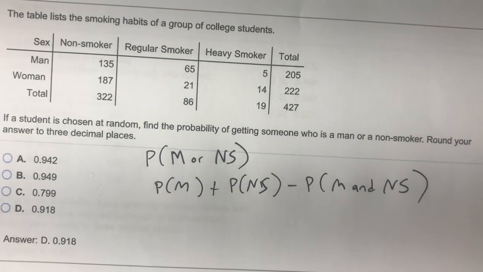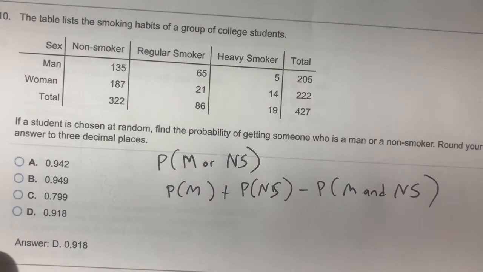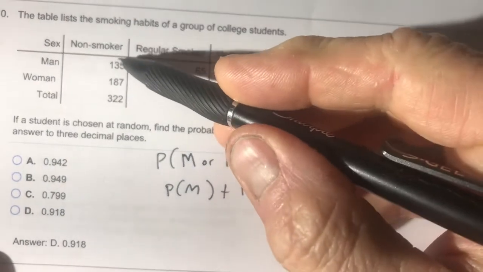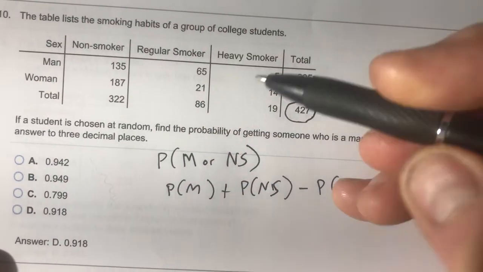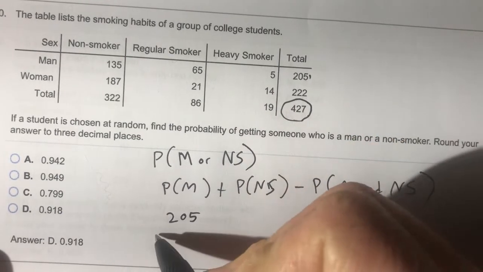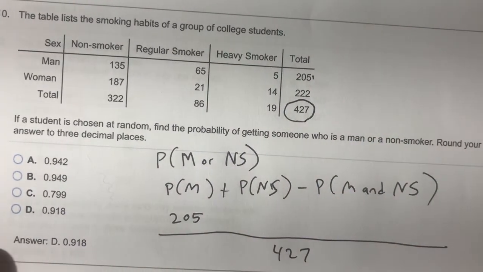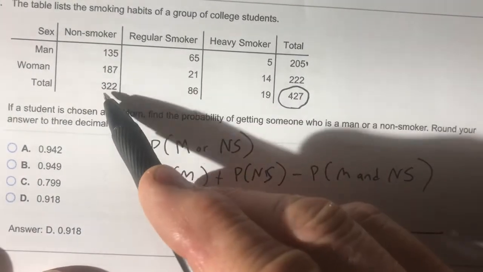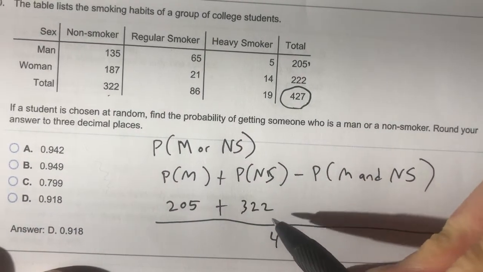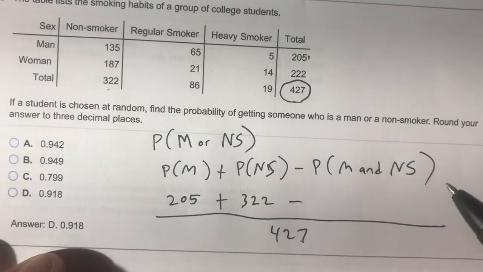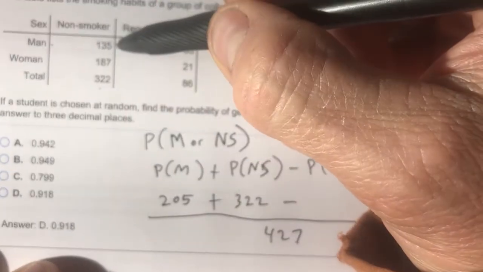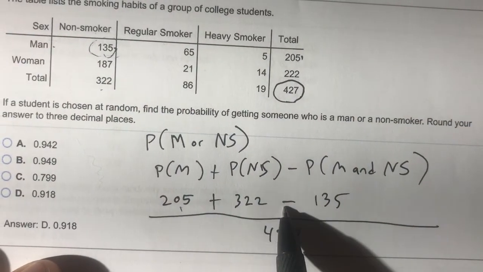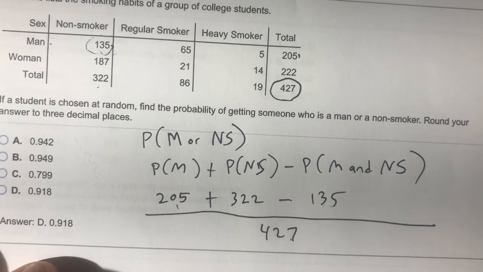Okay, looking at the table, probability of a man. Like I told you a while ago, here's my total right here. So really, the probability of a man is 205 over this. But I'm just going to put 205, and then afterwards, I'm going to divide all these by 427. Plus the probability is a non-smoker. Non-smokers right there, 322. And then minus the probability is a man and a non-smoker. So man and a non-smoker would be 135 right there, wouldn't it? So I add these, subtract this, and then I divide all that answer by 427.